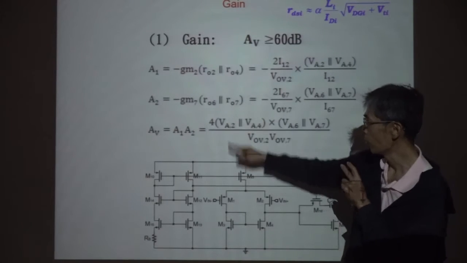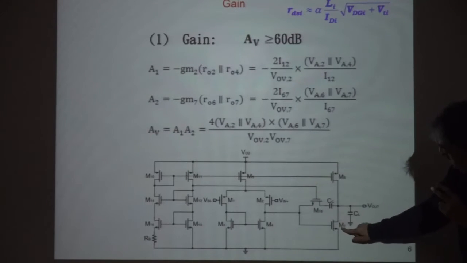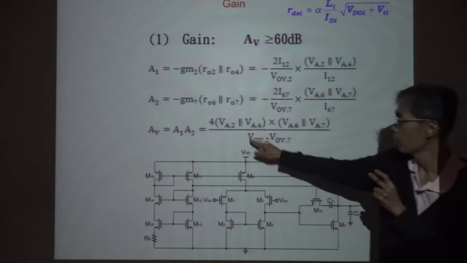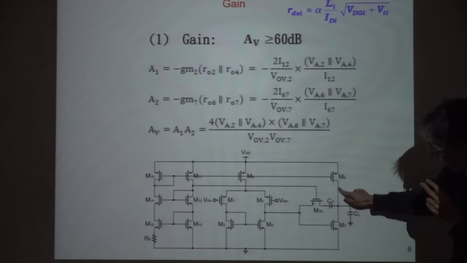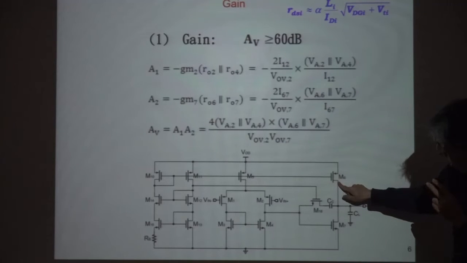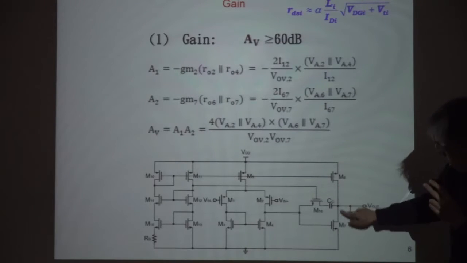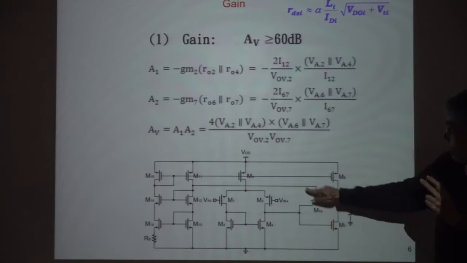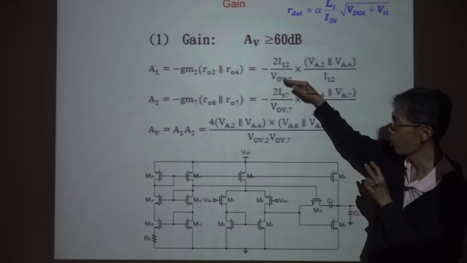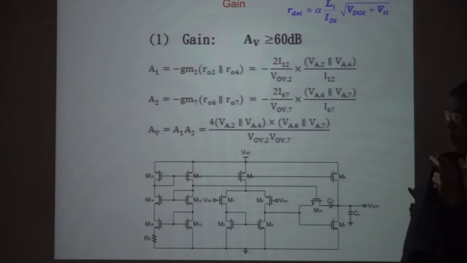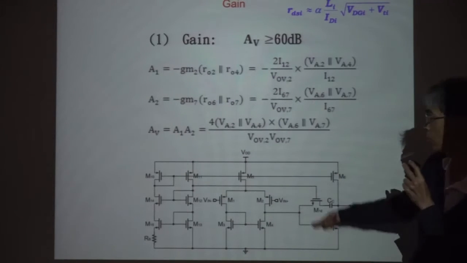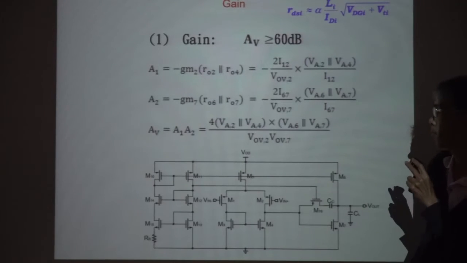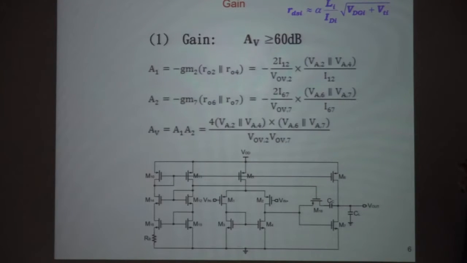So for A2, we have GM7 and the output resistance. If you look at this one, we have RO6, and this one we have RO7. So the same, we have A1, A2. And the total amplification, AV equals A1 times A2. So you can get this one by hand. Okay, next.